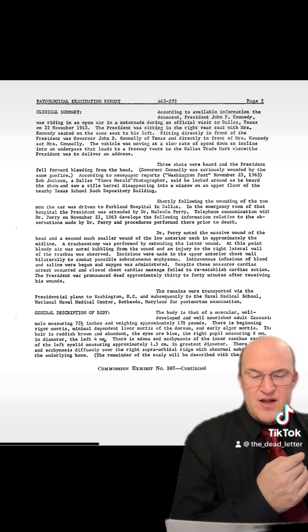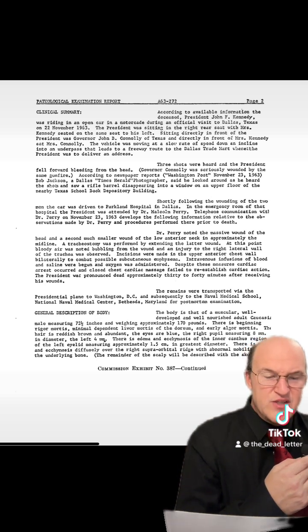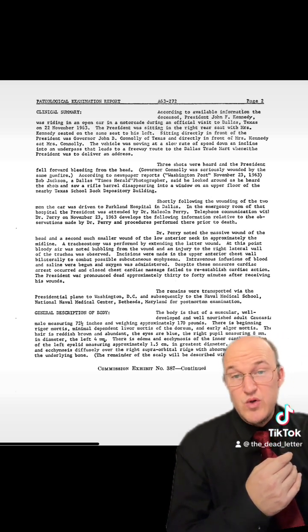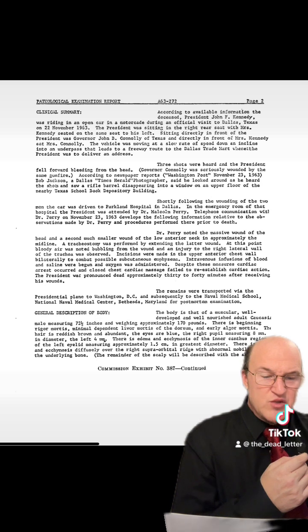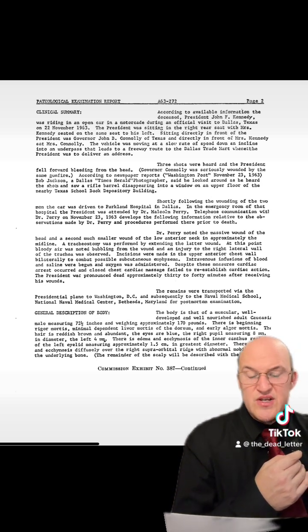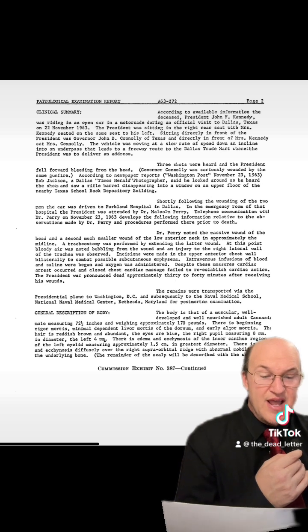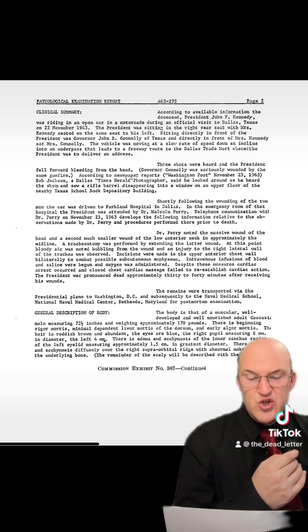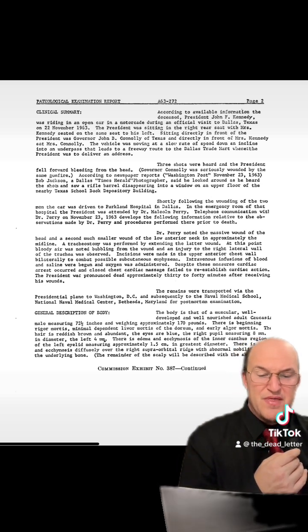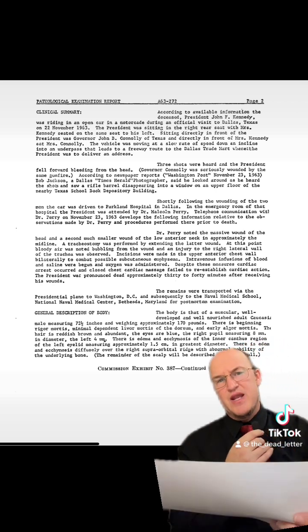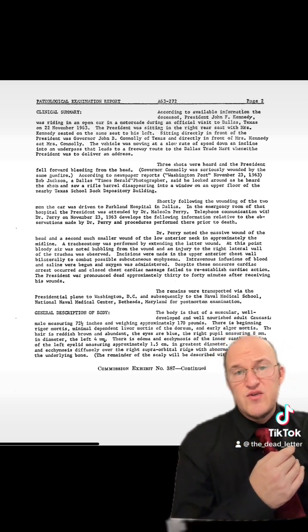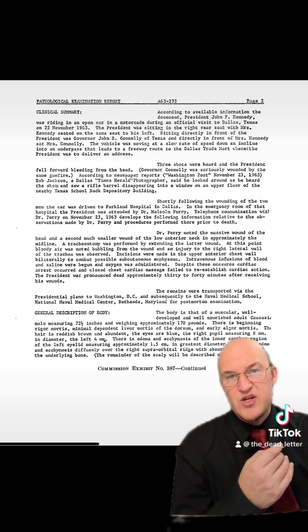The president was pronounced dead approximately 30 to 40 minutes after receiving his wounds. The remains were transported via the presidential plane to Washington, D.C., and subsequently to the National Naval Medical Center, Bethesda, Maryland, for postmortem examination. And if it was unclear in the first video, I said the body was taken to Washington.